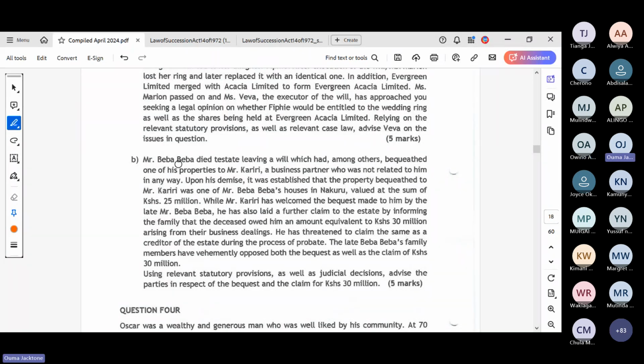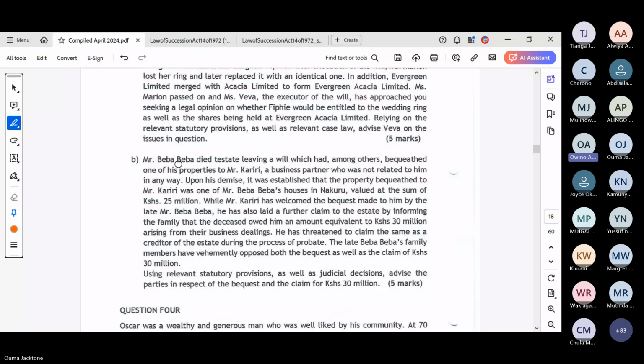Read question B. Mr. Beba died testate, leaving a will which had, among others, bequeathed one of his properties to Mr. Kariri, a business partner who was not related to him in any way. Upon his demise, it was established that the property bequeathed to Mr. Kariri was one of Mr. Beba's houses in Nakuru, valued at the sum of 25 million Kenyan shillings. While Mr. Kariri has welcomed the bequest made to him by the late Mr.